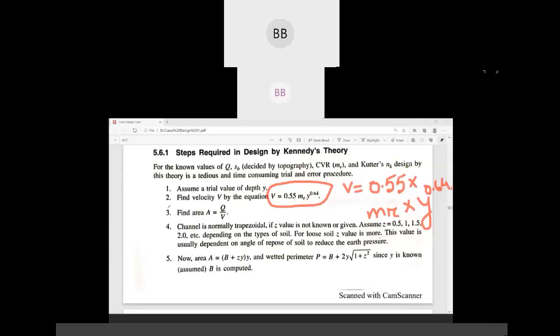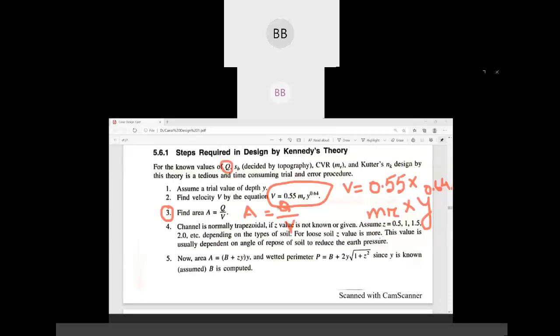Then we come to the third step. So we got the y value, we got the velocity, and the discharge is known to us, so we are going to find out the area in the next step. That is nothing but discharge by velocity. The discharge is already known. This is also called the design discharge. For what maximum discharge we are going to design that particular channel, that value is your design discharge.